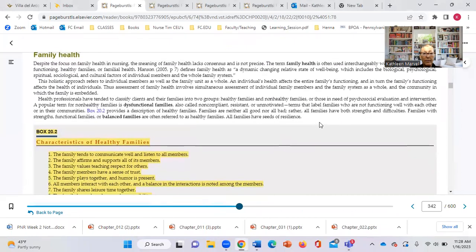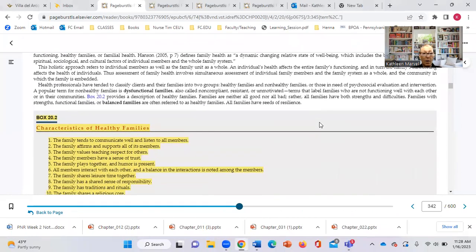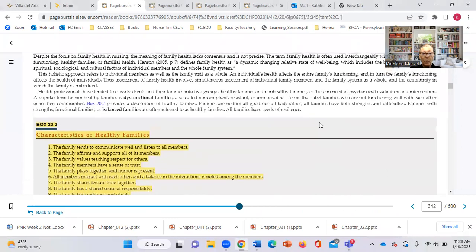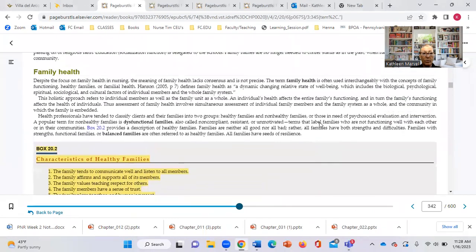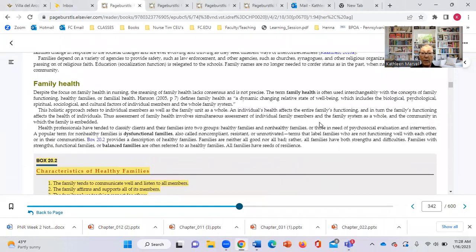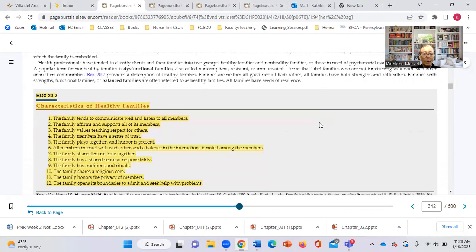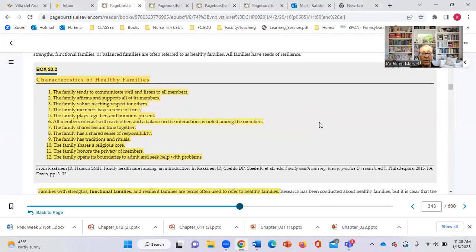So one of the things we look at in family health is what are the characteristics of healthy families? Okay. And this is in box 20.2. Okay. So it's imperative that we use terms like family health, family functioning, healthy families. It really describes kind of the state of well-being of the family. Okay. So have a look at box 20.2. It talks about characteristics of a healthy family. What does that look like?